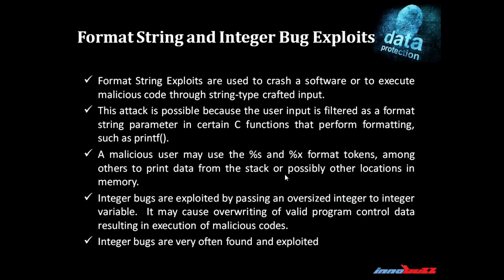Some other types of exploits include format string and integer bug exploits, which are widely used to test applications. Format string exploits are used to crash software or to execute malicious code through string type crafted input. This attack is possible because the user input is evaluated as a format string parameter in several C functions that perform formatting, such as printf. A malicious user may use the %s and %x format tokens, among others, to print data from the stack or possibly other locations in memory.